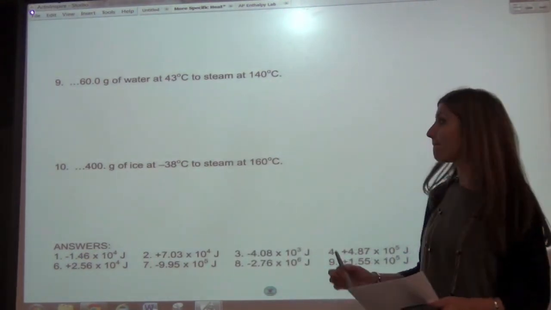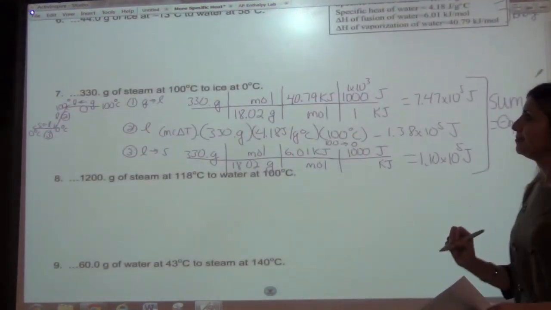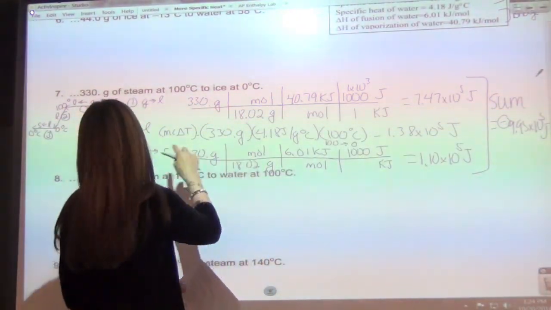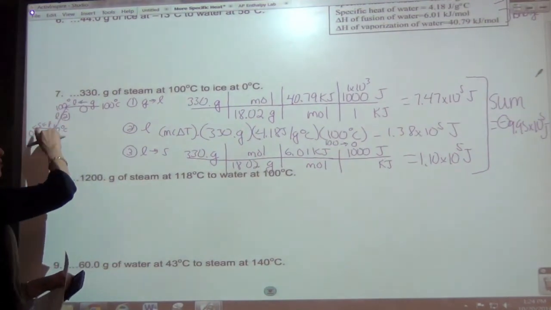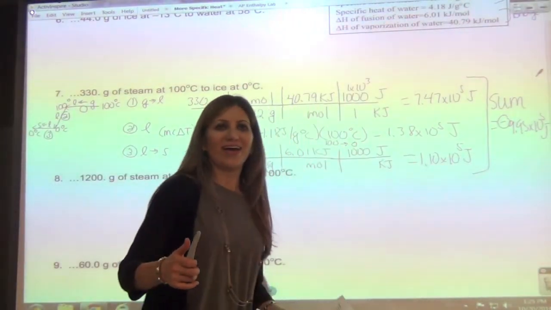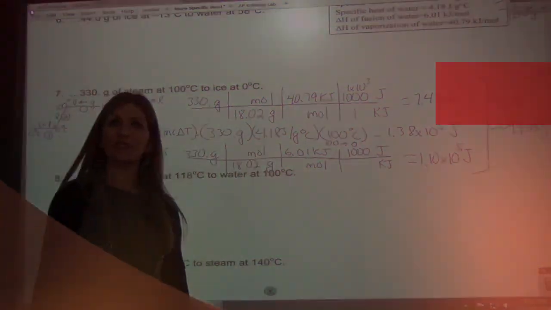So the only reason we had to do 3 separate problems for that is because there's no direct change from steam to ice. Yes. You have to actually do the conversion. You can't just go one step to get it. Good? Everybody's good? All right, and that's how you would do the conversions.